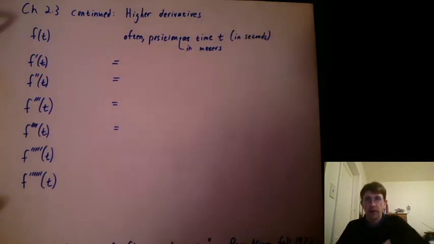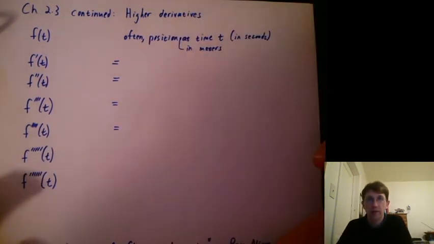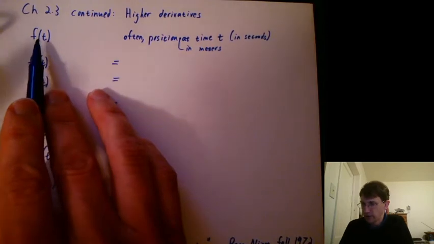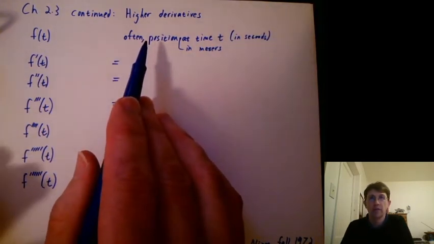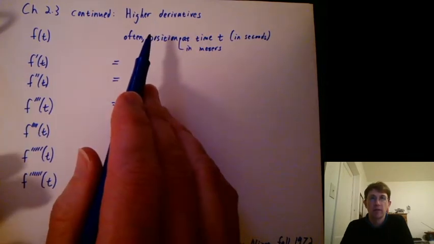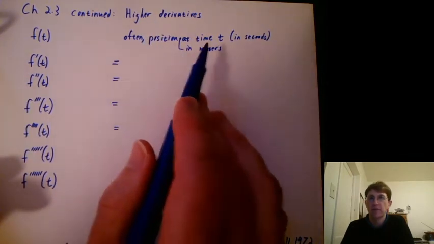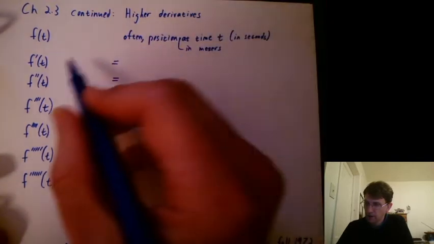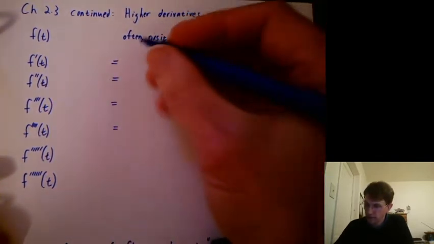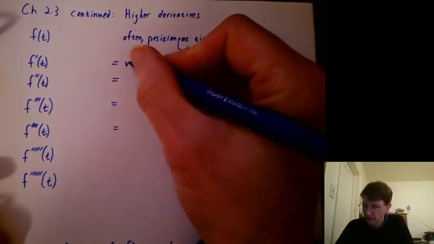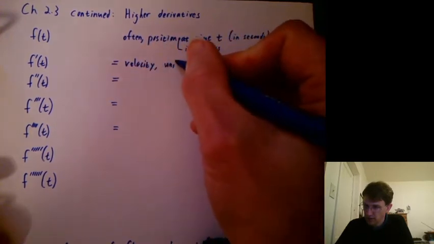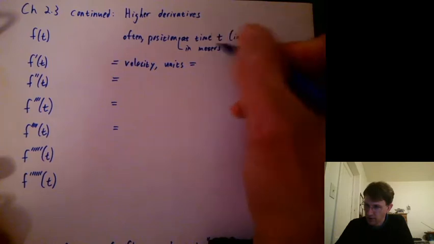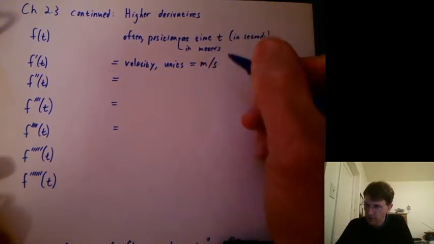All right, our last part of chapter 2.3 talks about higher derivatives. So we usually start with f of t or f of x, and we often think of that in velocity or in physics problems as the position in meters at time t in seconds. So then what is f prime of t? Think about that. That's the velocity, and its units, if that's in meters and seconds, would be meters per second.